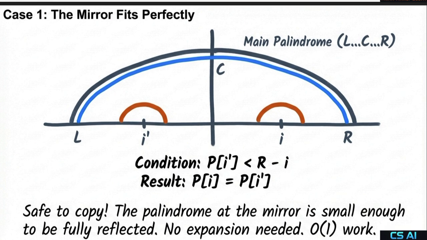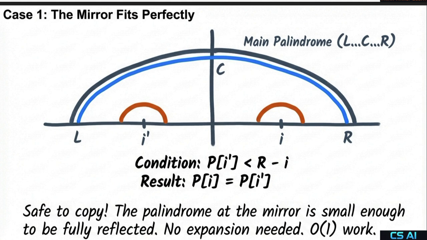Manacher's logic splits into three different specific cases. Case 1 is the most efficient: the mirror fits perfectly. In this scenario, the palindrome centered at the mirror index i' is relatively small. It is contained entirely within the main palindrome, the one centered at C. If P[i'] is less than R minus i, it means the symmetry is guaranteed to be identical at i.